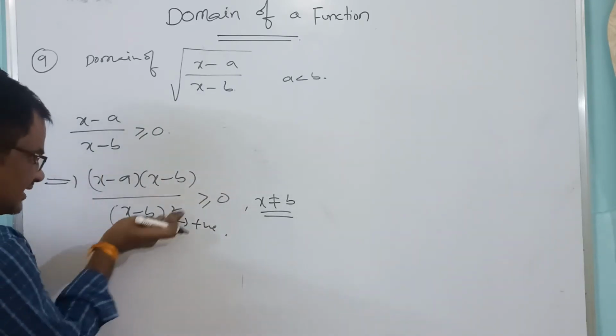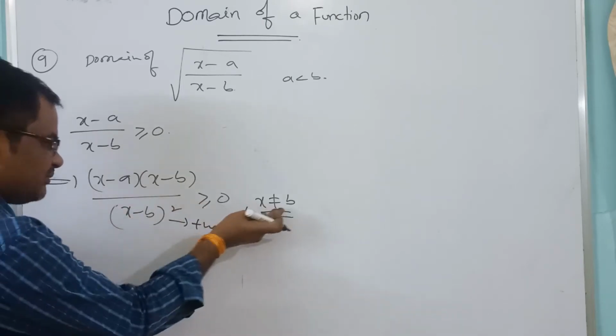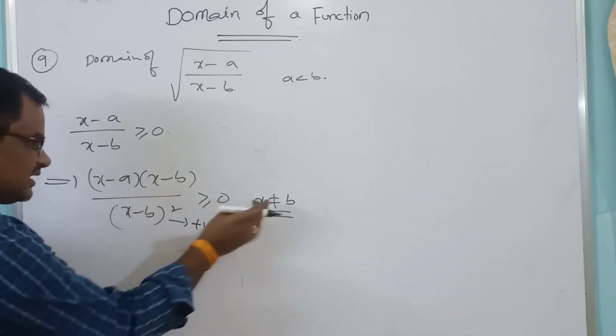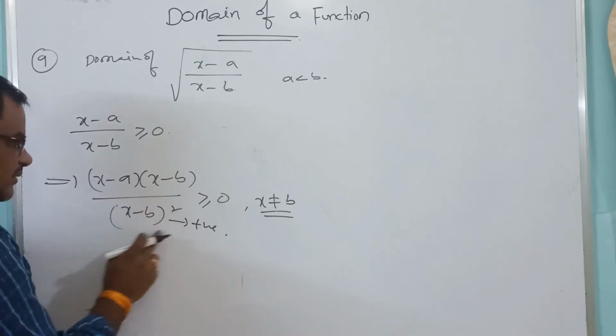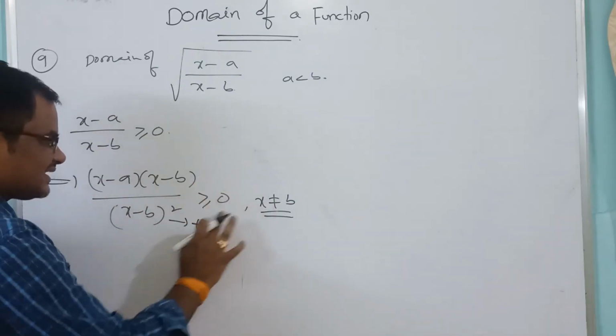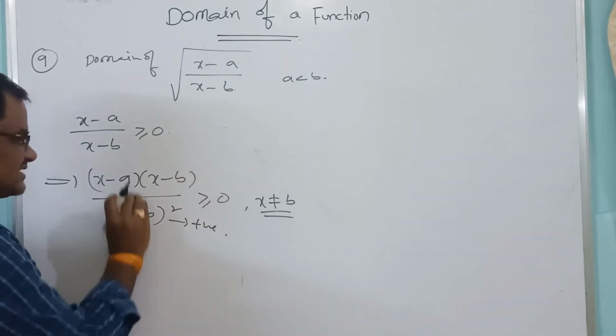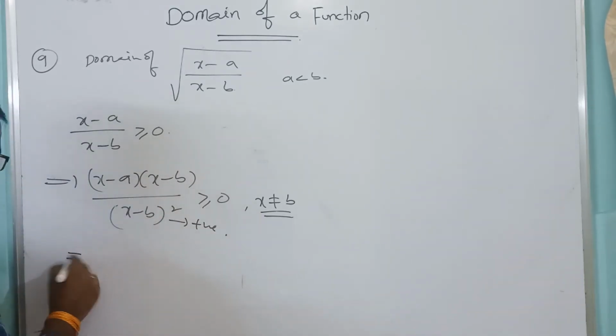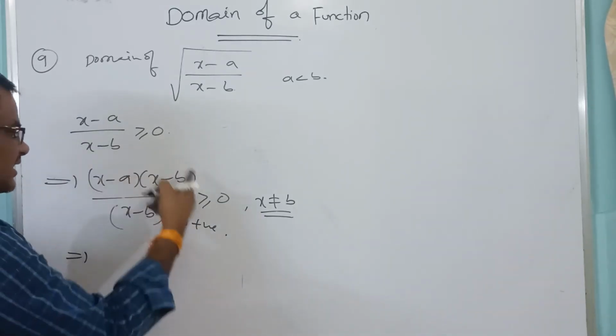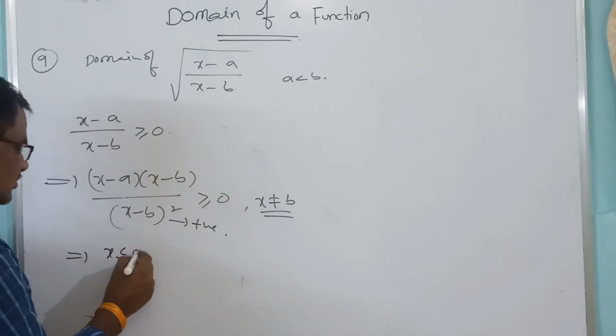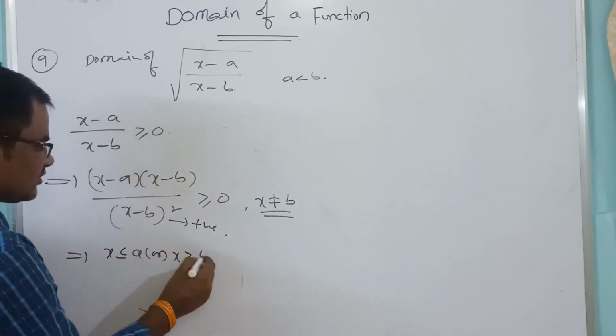So for all the values of x except b, it is positive only. Means here, x equal to b, if you take, it is the denominator. So when you will get greater than or equal to 0, when this is greater than or equal to 0, because already it is greater than 0. So that's why it is greater than or equal to 0 when x is less than or equal to a or x is greater than or equal to b.